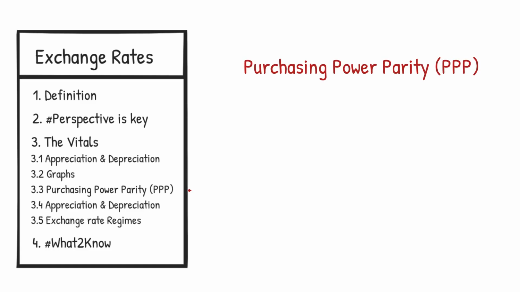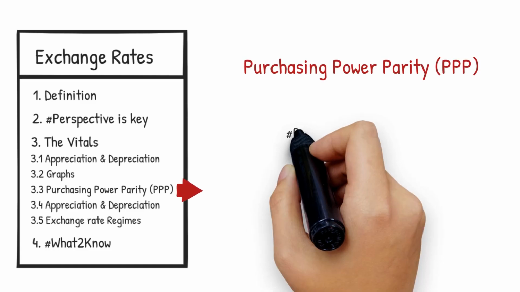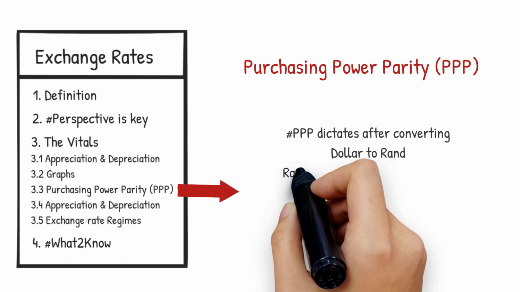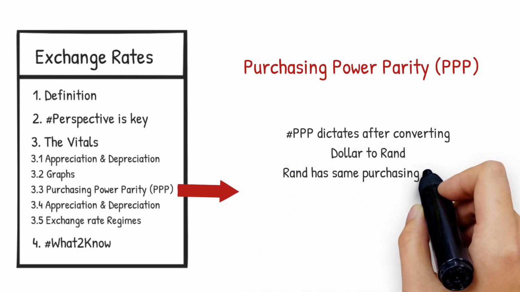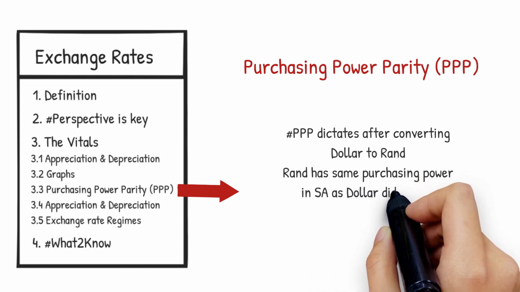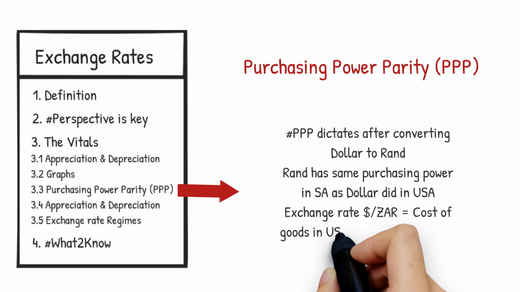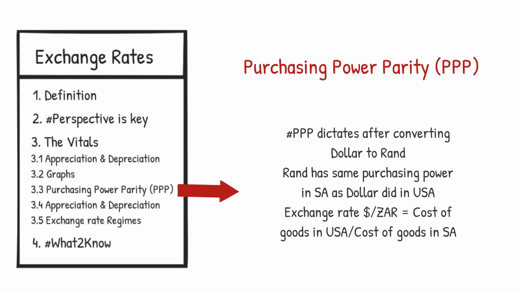Next, let's move on to purchasing power parity, which dictates that after converting a dollar to rands, the rands will have the same purchasing power in South Africa as the dollar did in the USA. The exchange rate, the dollar versus the rand, is equal to the cost of goods in the USA versus the cost of goods in South Africa.